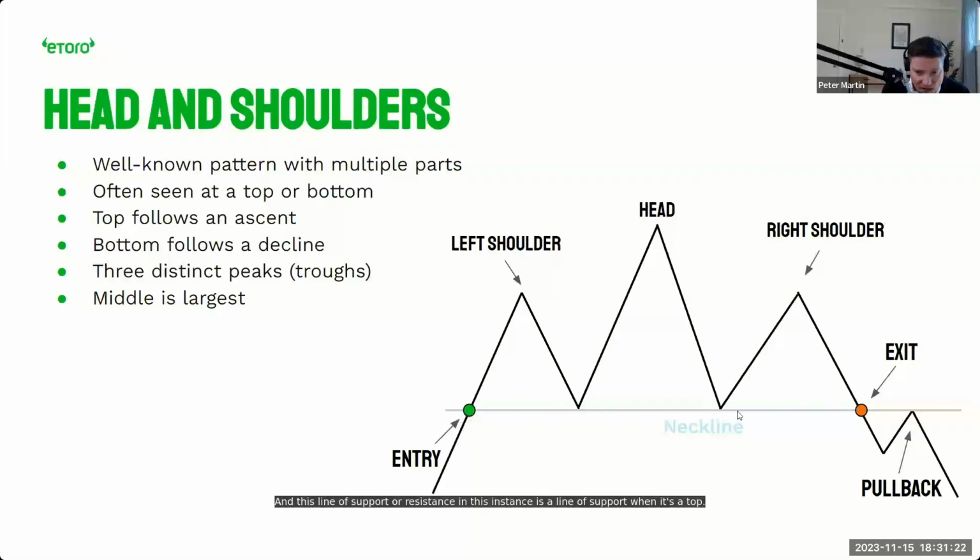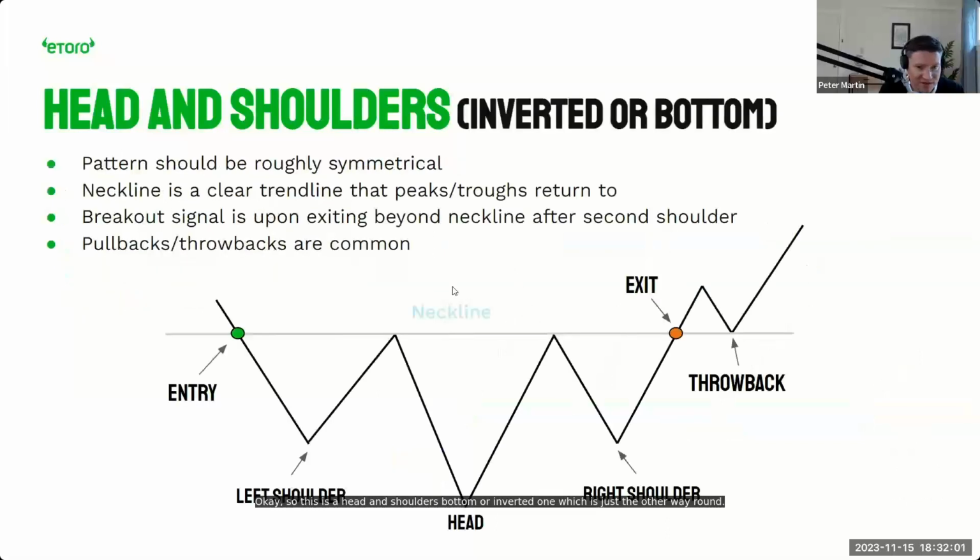And this line of support or resistance, in this instance a line of support when it's a top, is called the neckline. The entry is where it breaks through that neckline. You only start to realize the neckline is there when you see the support level from the price pulling back to it each time, and then the exit is when it breaks out of the neckline. On this chart, I've also marked out a pullback, which is what you often see, as we've discussed before. So trying to see if I've got an example of one of these. Well, we'll have one on the next slide. Okay, so this is a head and shoulders bottom, or inverted one, which is just the other way around.